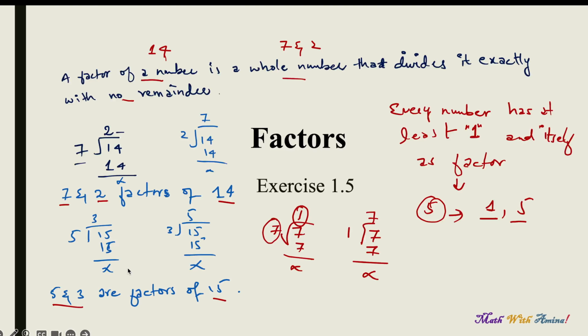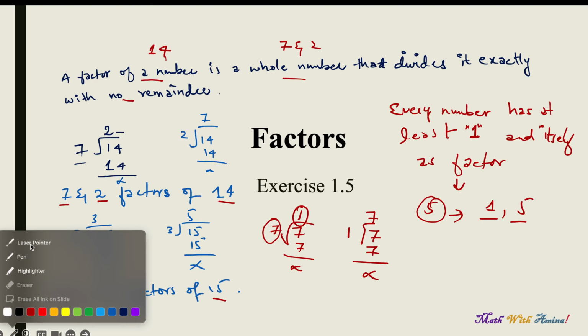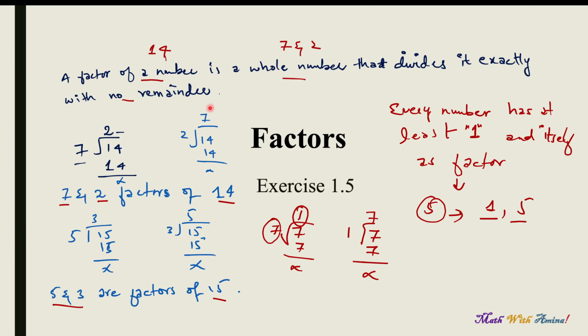Exercise 1.5 is about factors. We can define a factor of a number to be a whole number that divides it exactly with no remainder. So for any number, let's say 14, any other whole number that divides 14 completely without leaving a remainder is called a factor.